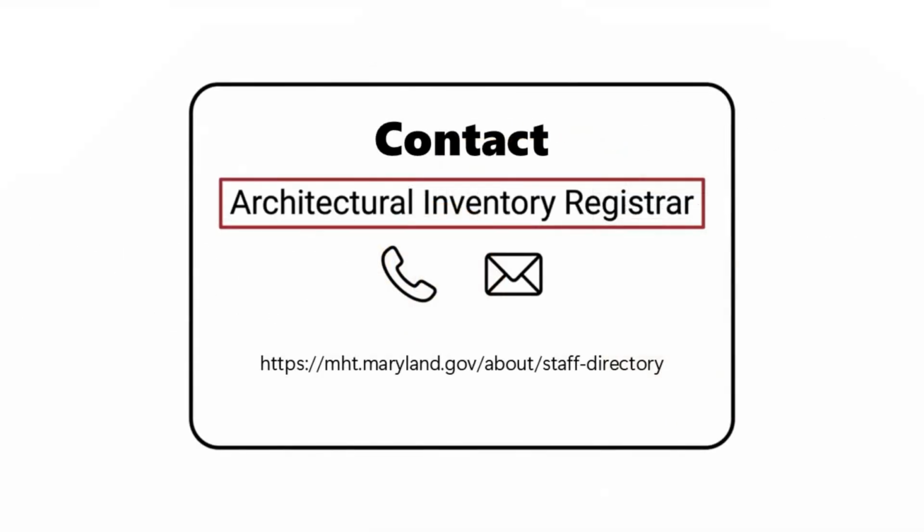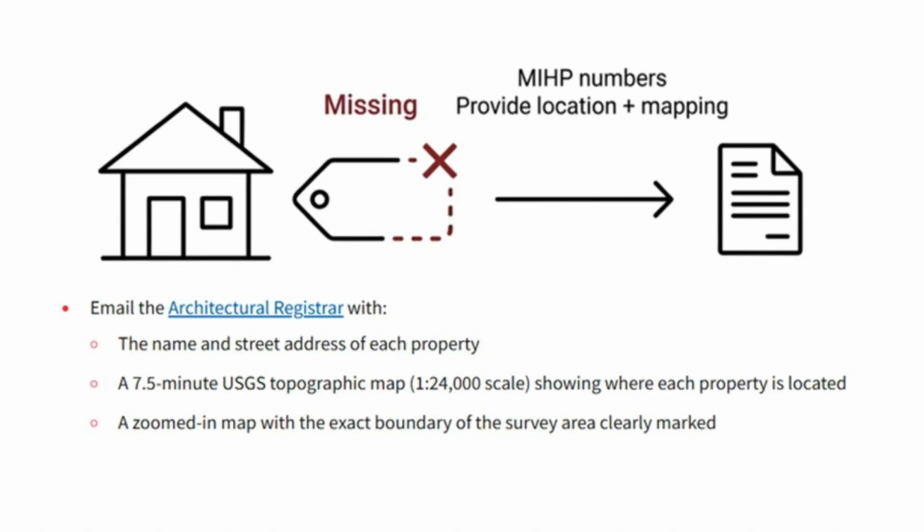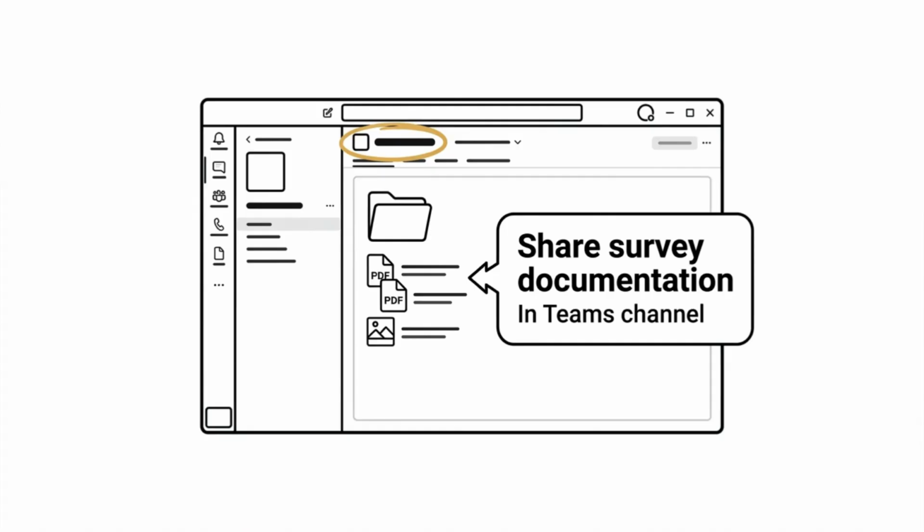Now, let's get started. Contact MHT's Architectural Inventory Registrar. If the properties do not already have MIHP numbers, you will need to request them by providing basic location and mapping information. At this stage, MHT will also create a Microsoft Teams channel for your project, which is used to share survey documentation.